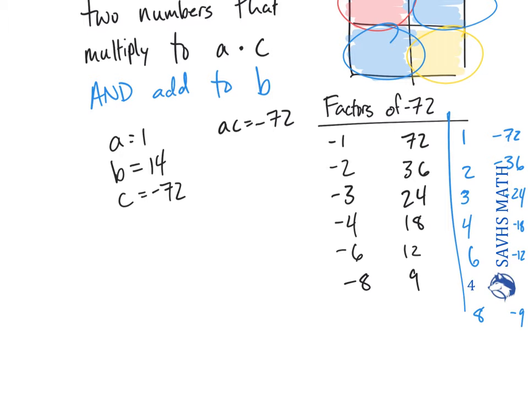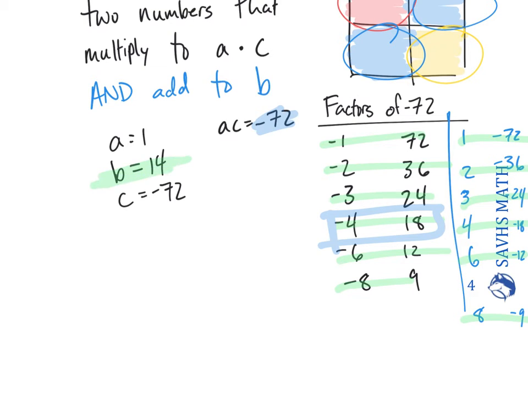Okay, so these are all of my options. Each of these factor pairs could be my magic pair that multiplies to negative 72 and adds to 14. What is the pair that does that? It's this one, because negative 4 times 18 is negative 72, and negative 4 plus 18 is 14.